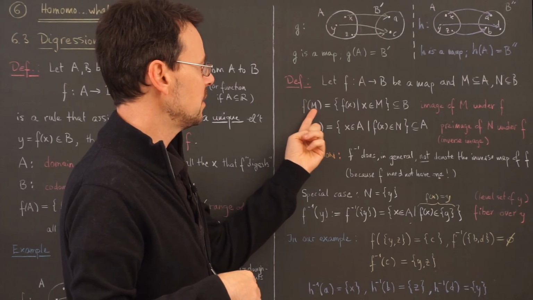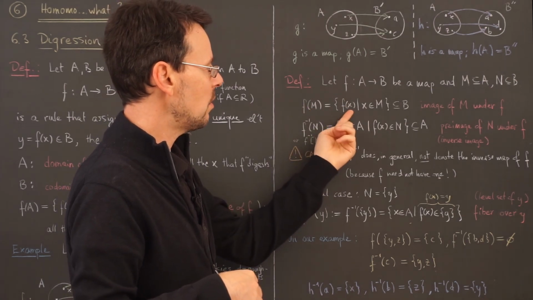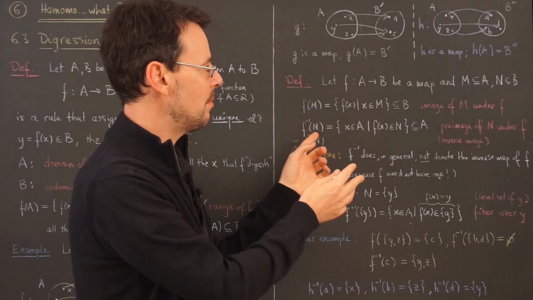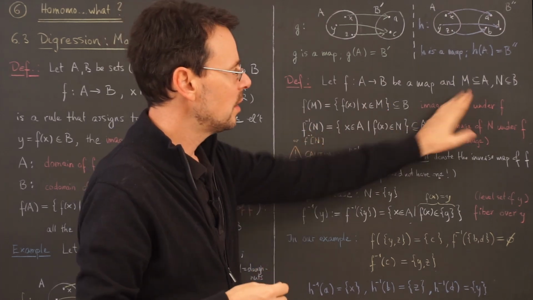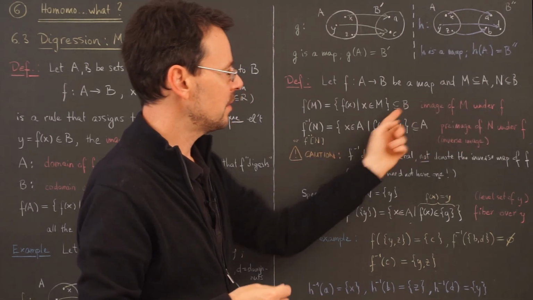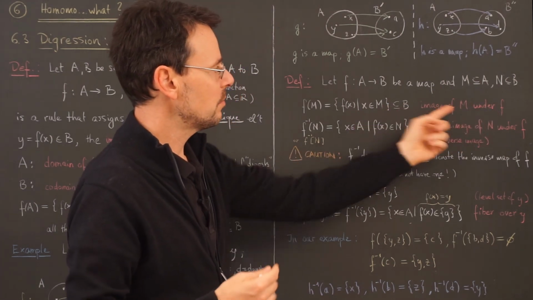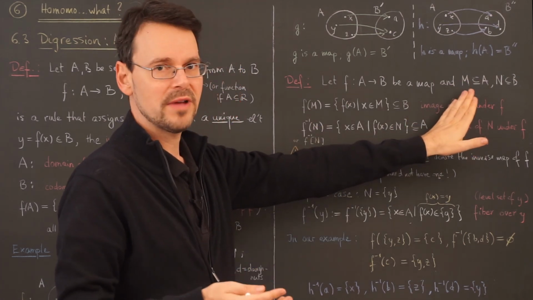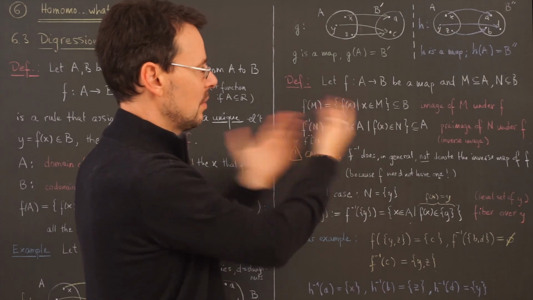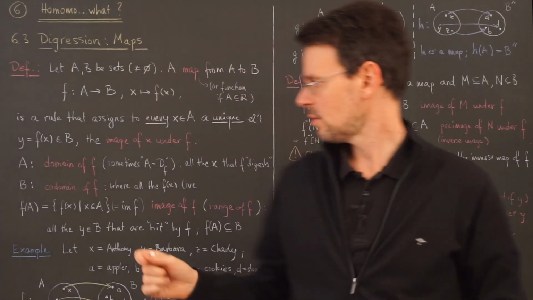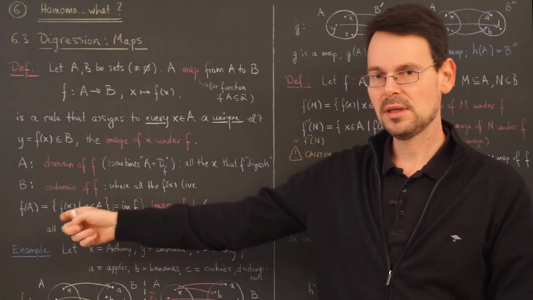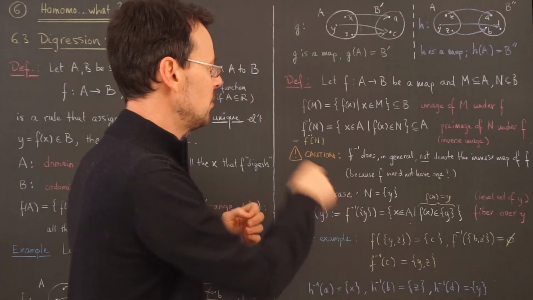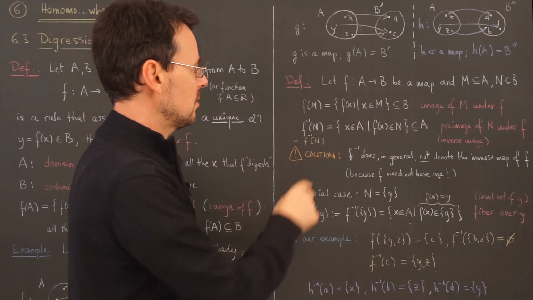Now f of M is simply the collection of all the images f of x when x runs through the whole set M. This is called the image of M under F and is a subset of B. And of course, if I take M to be the complete set A, this is simply the image of F. Yeah, this is simply f of A from before. Maybe you can still see it here. So this is a generalization of the image if I take subsets of A.